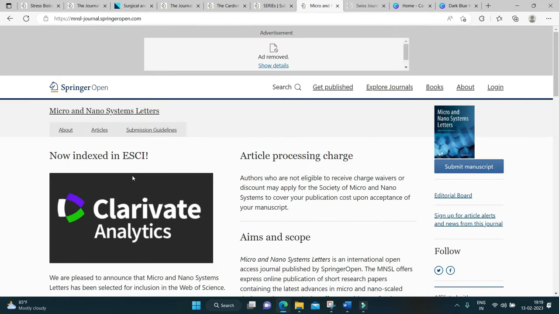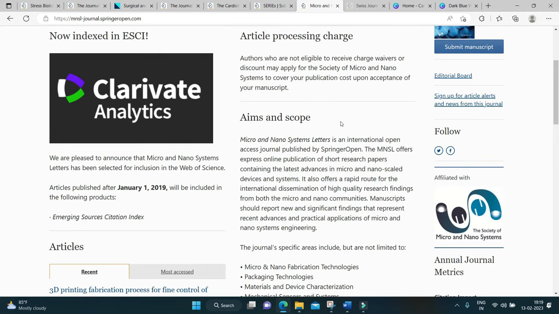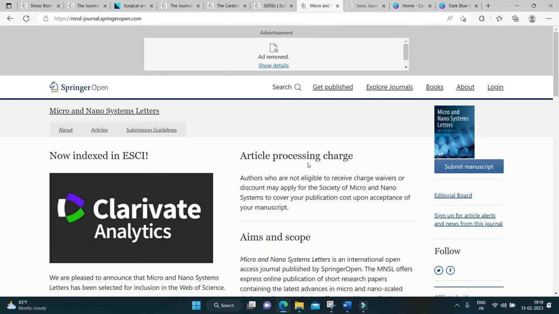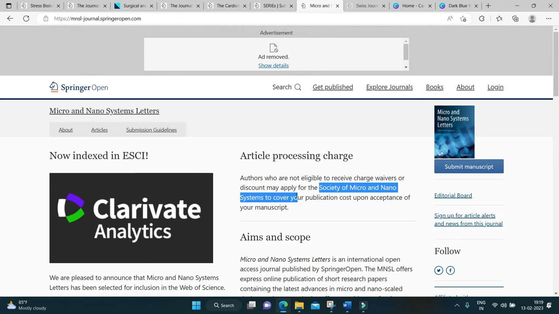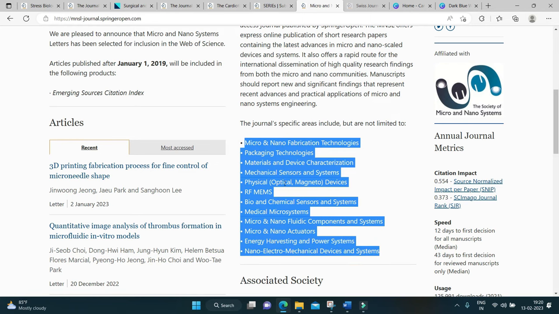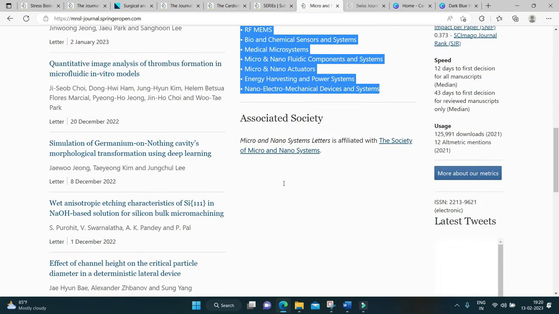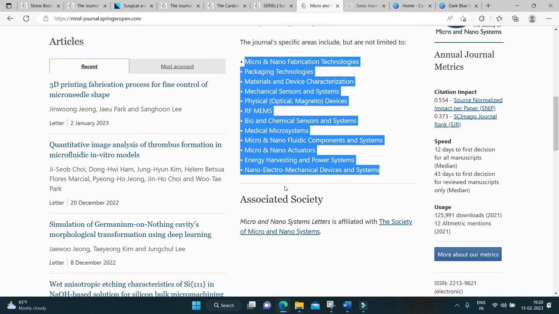So moving on to the next journal in the list, Micro and Nano Systems Letters. This journal is published by Springer Open. The article processing fees can be discounted and the authors can apply through the Society of Micro and Nano Systems. Here are the themes and journal specific requirements. Micro and Nano Systems Letters is affiliated with the Society of Micro and Nano Systems. This society will cover the article processing fees of the journal.